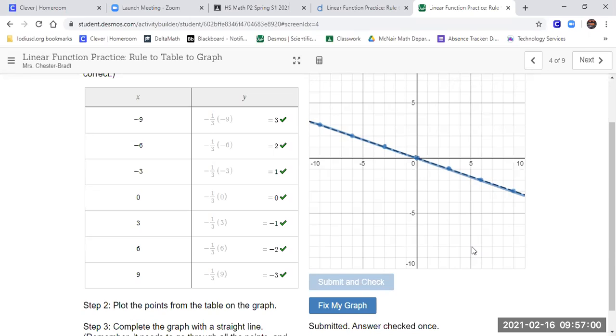Look at the x's. What if I picked 1? What would have happened? If I had picked x of 1, what would I have gotten?